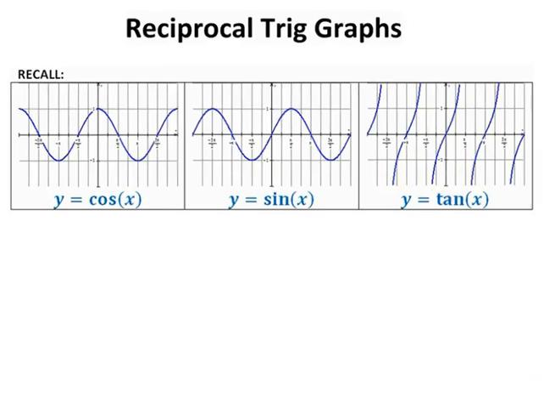Alright, so we're going to switch some things up in this lesson. We're going to talk about reciprocal trig graphs. Remember, that's when we switch our cosine, sine, and tangent to make them either secant, cosecant, or cotangent. Before we dive into these reciprocal trig graphs, let's recall what the original cosine, sine, and tangent graphs look like.